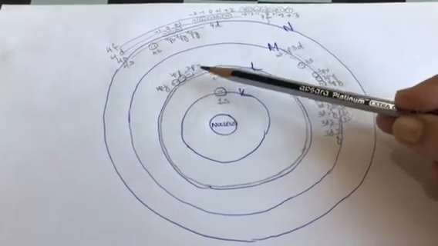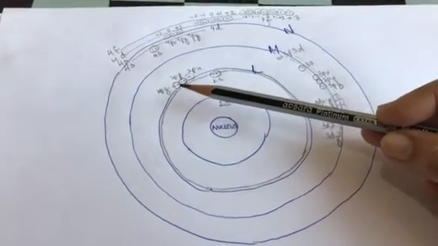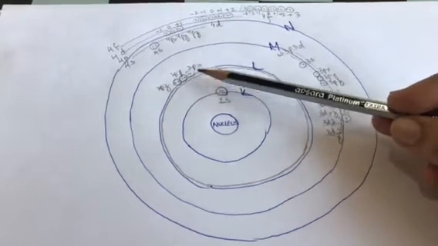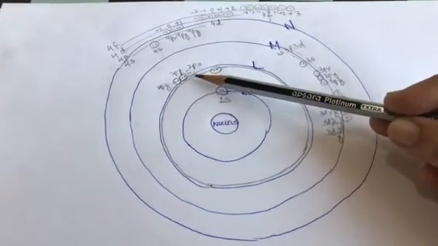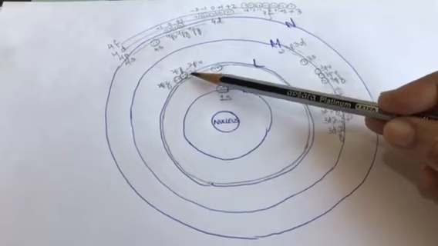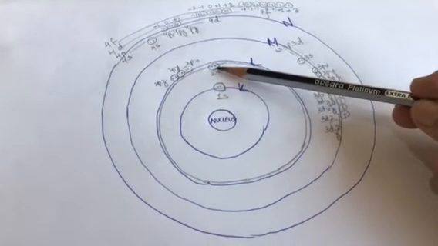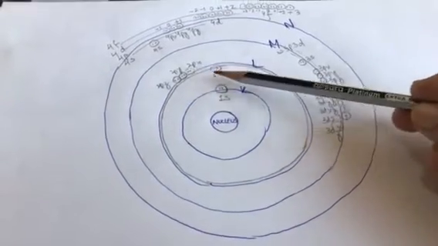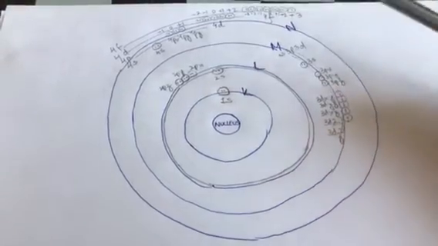P subshell can further have three more orbitals, 2px, 2py, 2pz. Each orbital can have maximum 2 electrons. So total number of electrons here are 2 plus 6, 8 electrons.